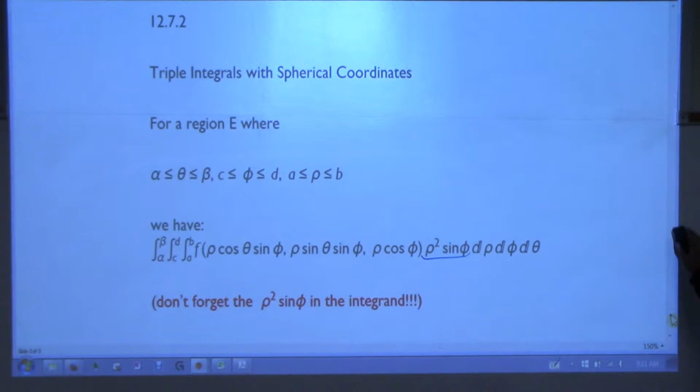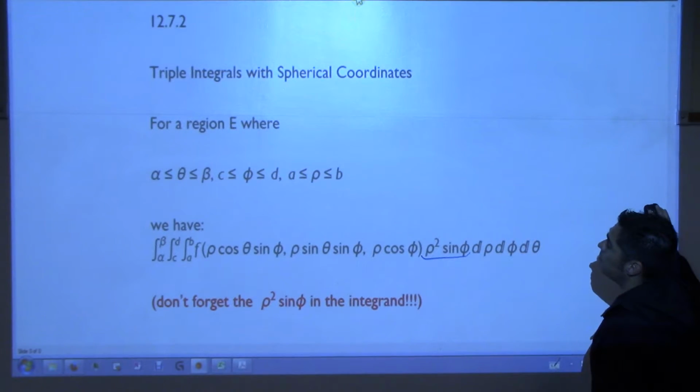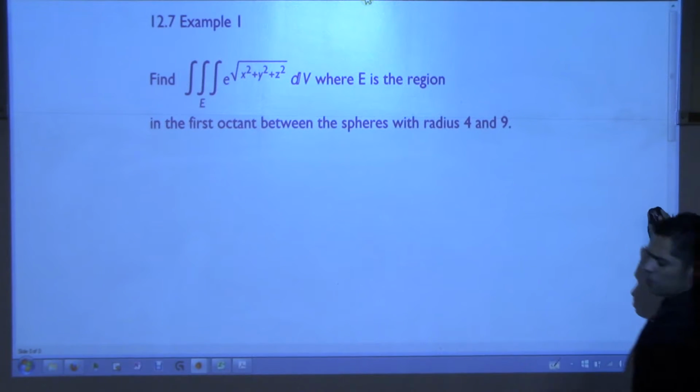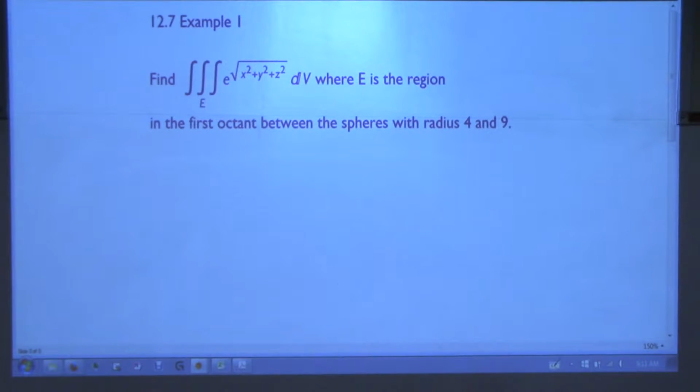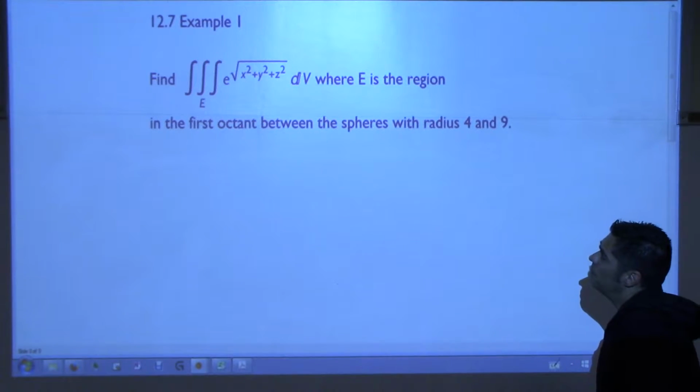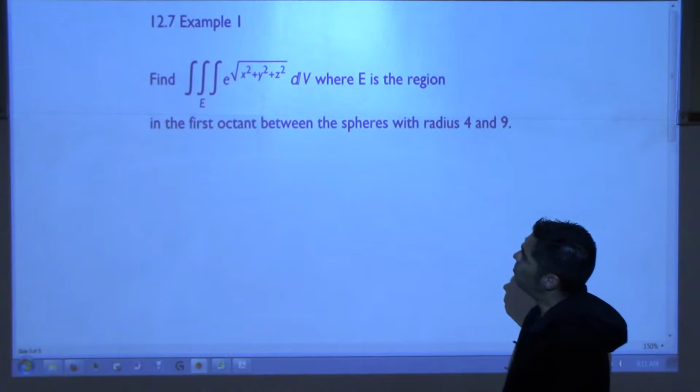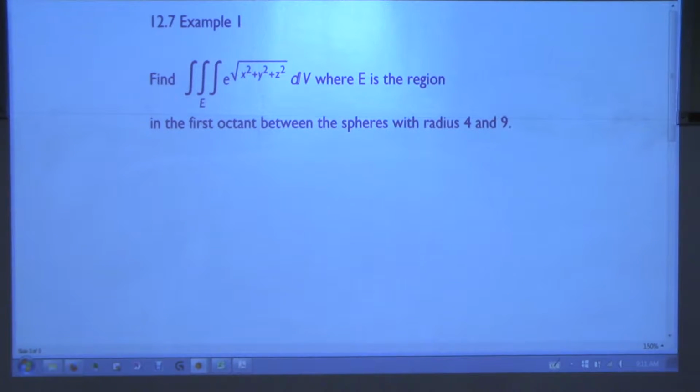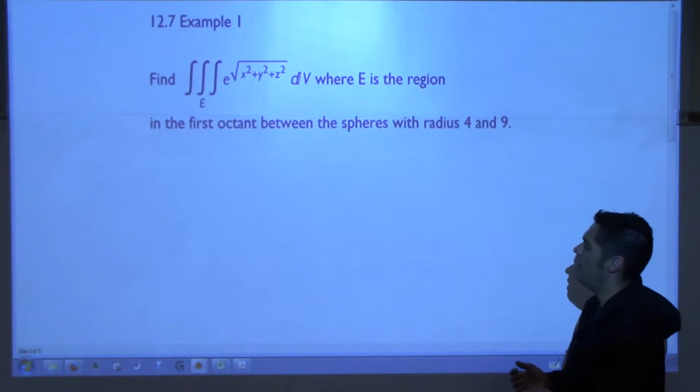All right, so I think it's time for us to do an example. So let's do the triple integral of e to the square root of x squared plus y squared plus z squared with respect to volume, where E is the region in the first octant between the spheres of radius 4 and 9.